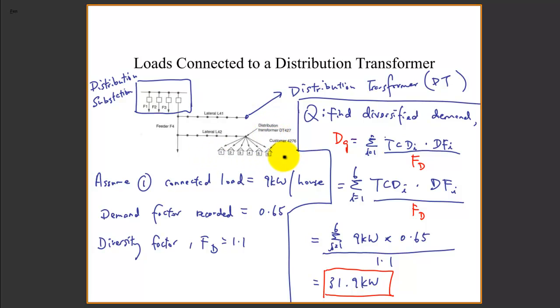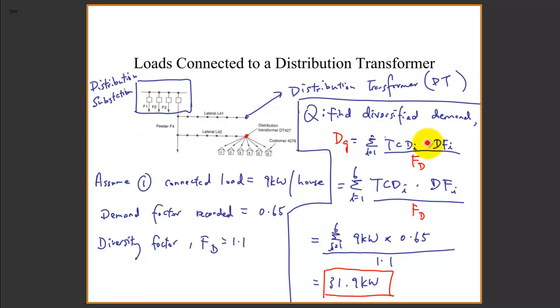So the question given is that you have 3 pieces of information, and then you are asked to find out the diversified demand. So the diversified demand is D sub G, right, which is the load. You sum all the loads together under this node. So you want to find out what is the D sub G for this transformer. To do that, you have to understand each of the given information in the question. So you have connected load 9 kilowatt per house, and then demand factor recorded, which is 0.65, and diversity factor, which is F sub D equal to 1.1.